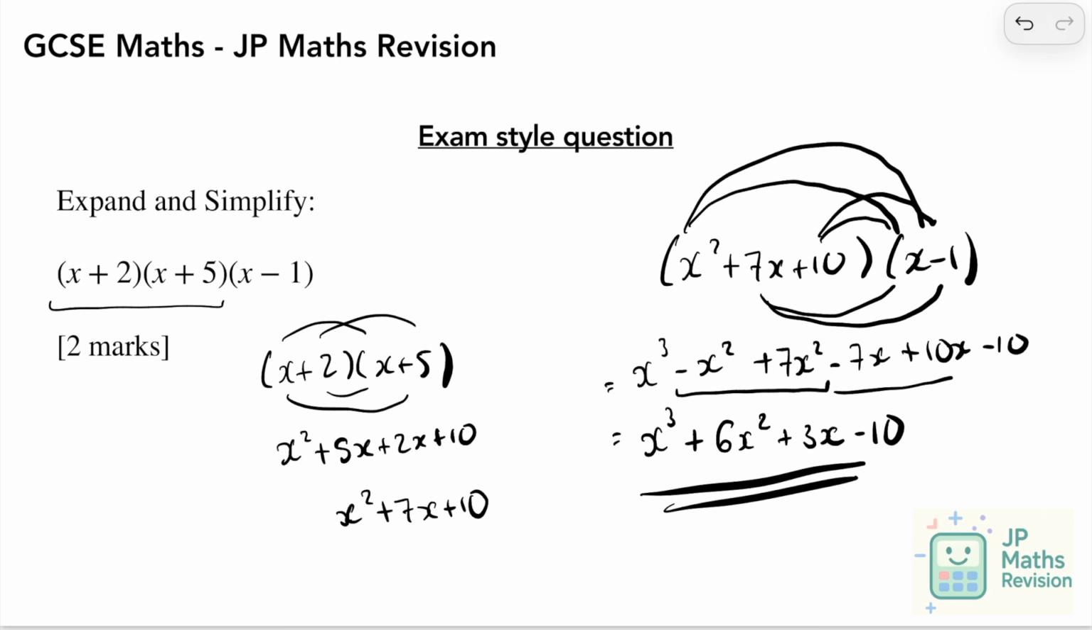2 marks might be a bit undergenerous. Sometimes you might get 3 marks for this question. So 2 free marks. It's quite prescriptive. If you know the method, you should be okay to answer this question, and you don't really want to be losing marks on a question like this.